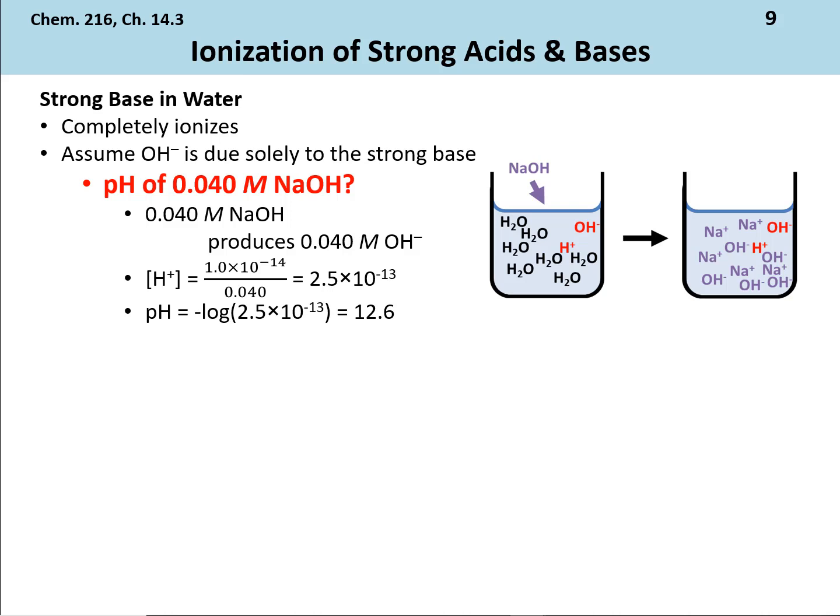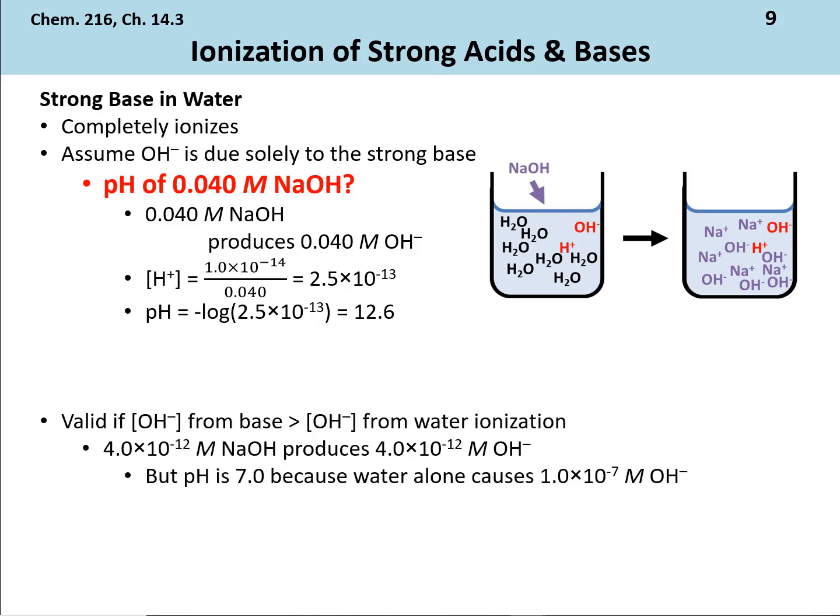I do the calculation to find H plus, plug that in to find my pH. All right, now there is one thing. In the same way that the OH minus from this base has to be greater than the OH minus from water ionization, if I just put in a tiny bit of OH minus or NaOH, I wouldn't be accounting for that. So just remember that we need to make sure we're putting in enough that we have more than the water ionization.